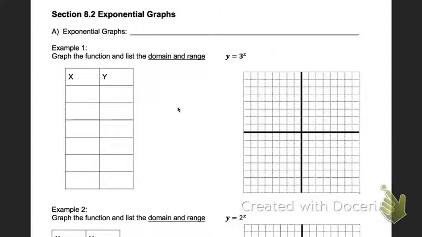So, exponential graphs. The parent function of that is y equals a times b to the x. I'm going to explain what each letter represents in a minute. We're going to start with, so x is your exponent in this case. So I'm going to start with y equals 3 to the x power.